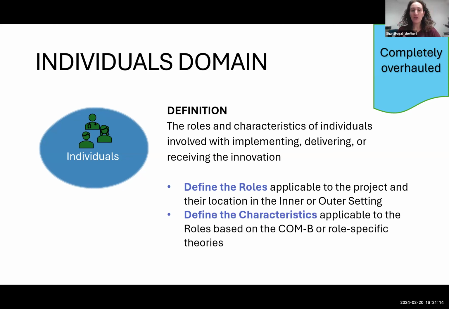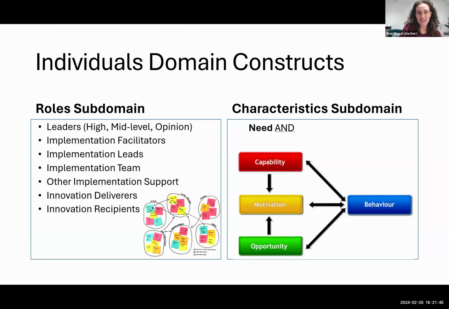So again, thinking about who are the people involved in implementation, all the way from the developers of the innovation to the patients receiving it and their families and community members. So what are all of the different roles applicable to the implementation project and where they're located? Also thinking about their characteristics, and we're going to talk about that in a second. So the big change here is, again, the individuals domain now takes everybody, and the roles include everybody from leaders to recipients, as you can see on the left.